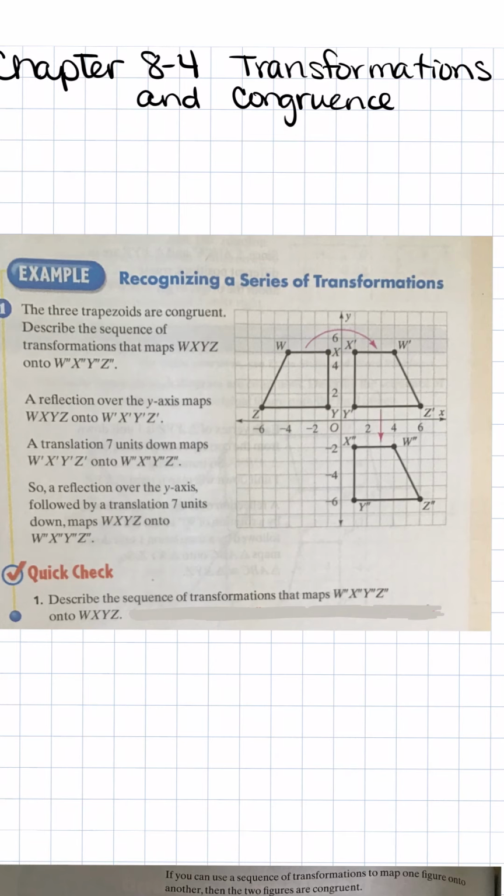Hi class, today we're looking at Chapter 8, Lesson 4, Transformations and Congruence.